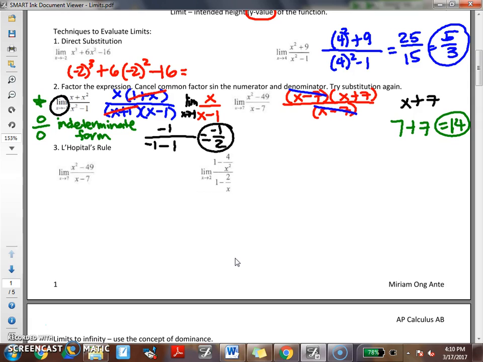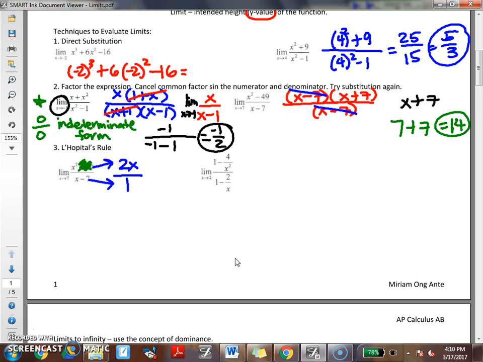This is the same problem as what we just factored, but we can also apply L'Hopital's rule. Simply by focusing on the numerator, taking the derivative of it. So the derivative of x squared is 2x, and the derivative of minus 49 is 0, because it's a number. You kill it off. Okay? And then you do the same for the denominator. The derivative of x is 1, so the new denominator is 1.